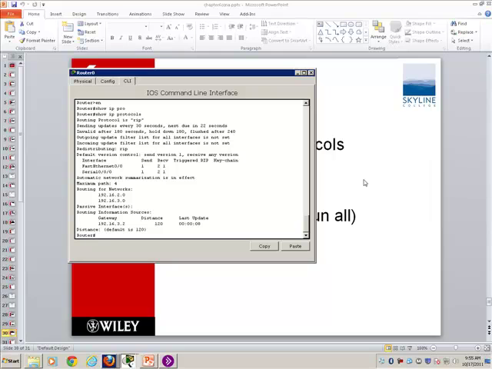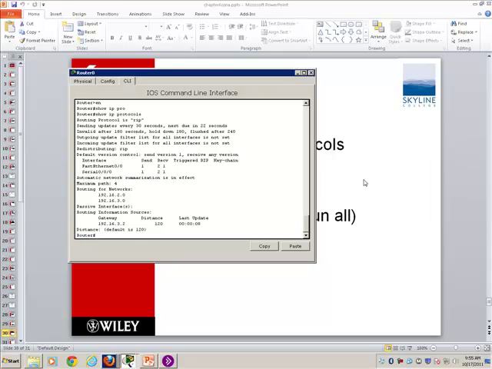Outgoing update filter list, if we had none, and we don't. And then the fast Ethernet send and the serial 0 and 1 send and receive, and the number there should be the version that we're using. Automatic network summarization is in effect. That means that we're going to summarize to the Classful boundary. Routing for networks 192.16.2 and 192.16.3. So it's sending information about those two networks.